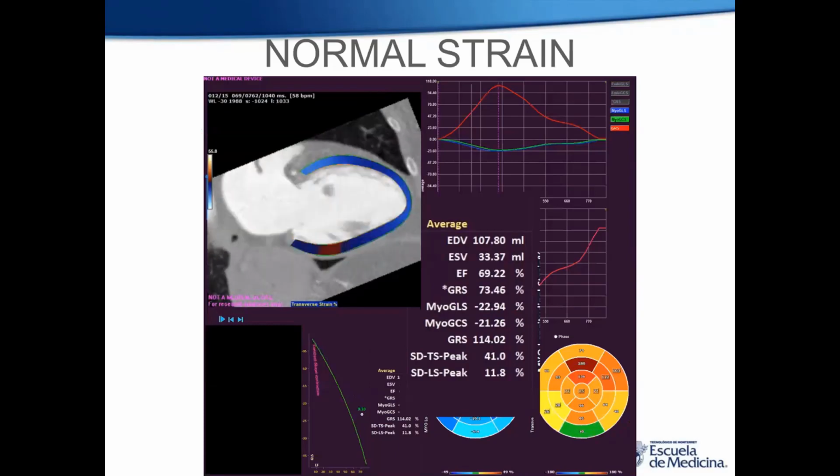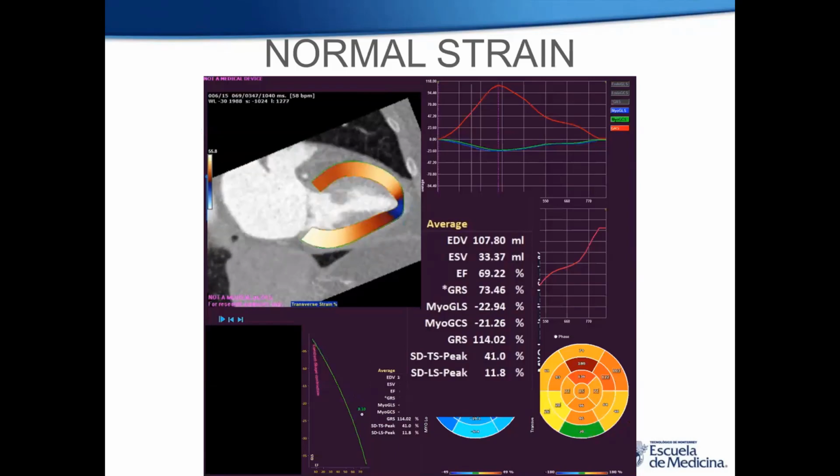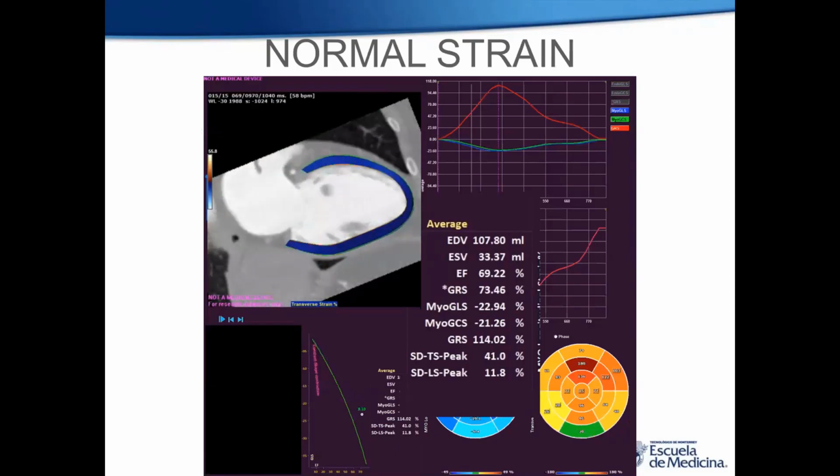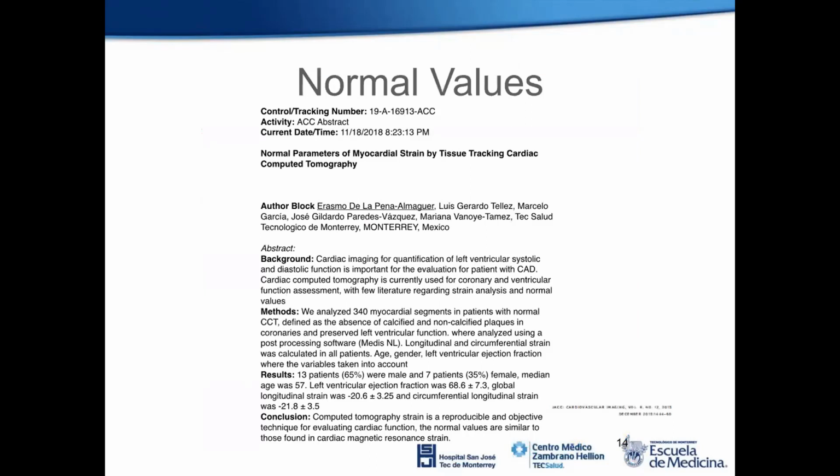So this is an example of normal myocardial strain. Now, normal values, we're already working on a small group. We already have somewhere around 55 to 60 patients. And what we found is that this is quite similar to what we see in echocardiography.